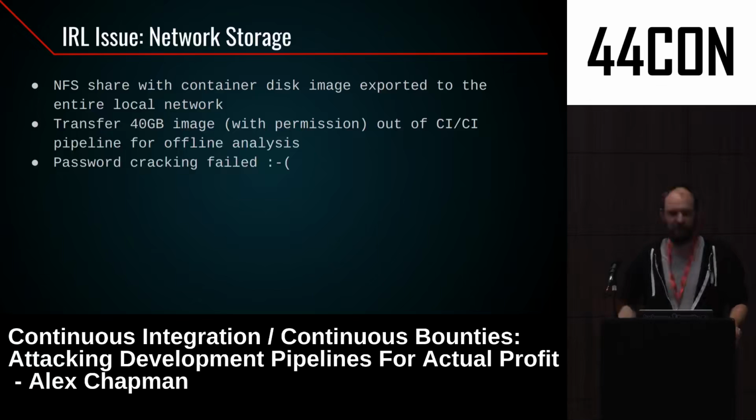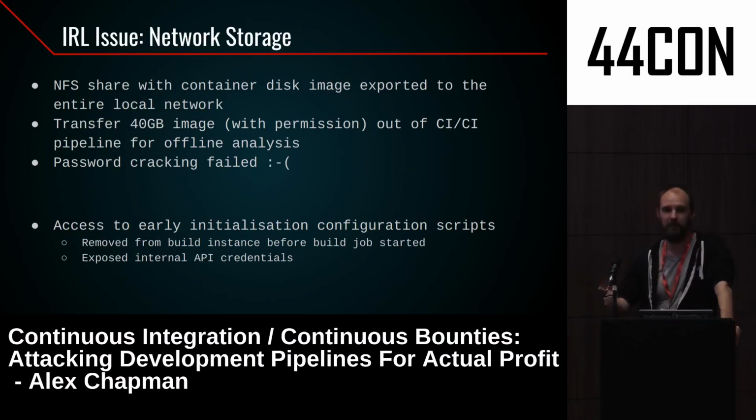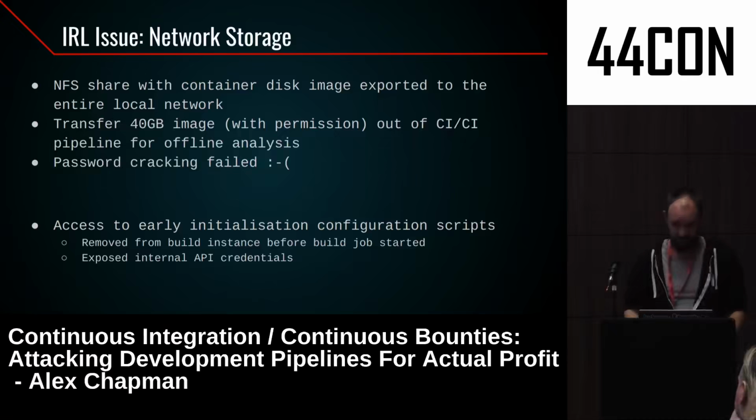So I grabbed 40 gig out of there and thought, great, first thing I can do is try and crack the root password. Couldn't get that. Okay. Did manage to find some early initialization configuration scripts that were deleted by the time your build instance actually starts up. So it's quite a cool way of doing it. They were storing some secrets in there, but deleting them before your build instance started. And that gave access to internal API credentials. Pretty good win. I was happy with that. So again, reported that and got that one fixed.